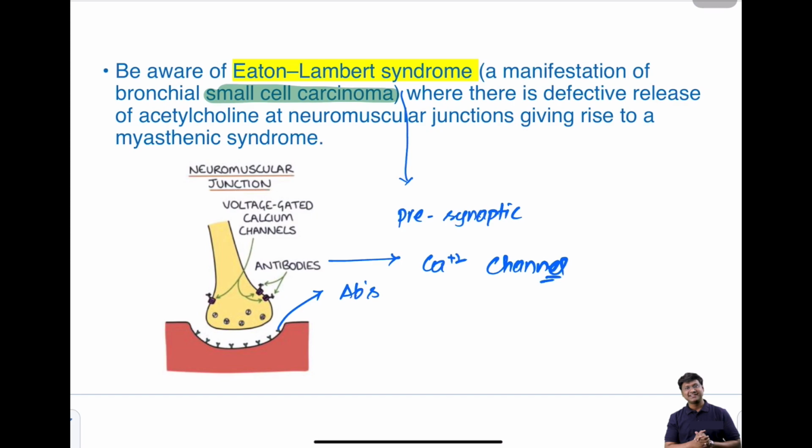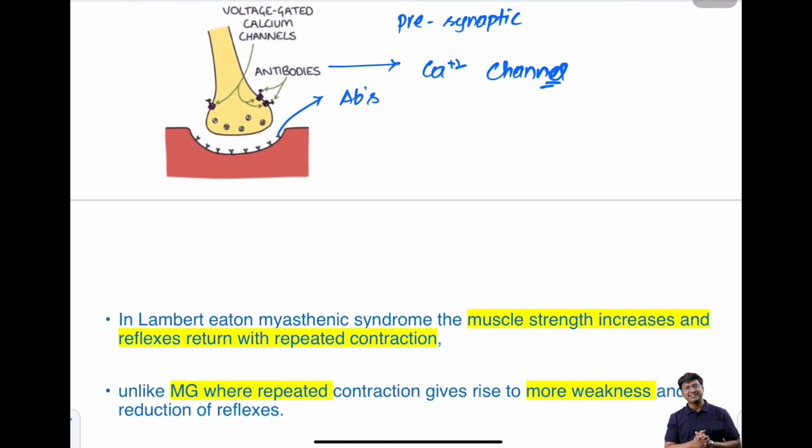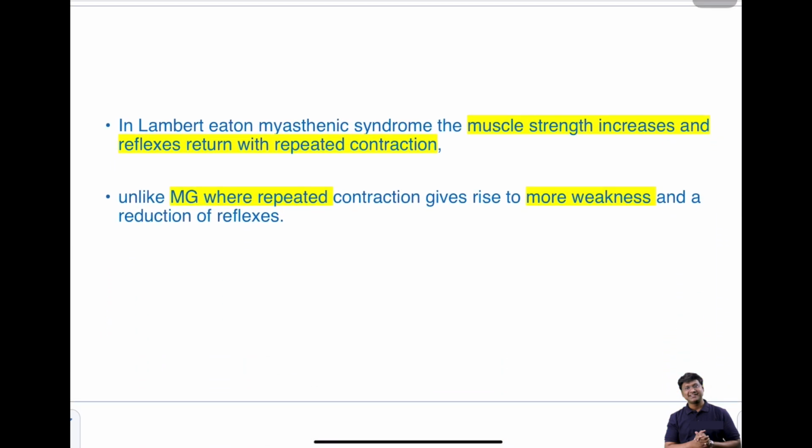Whereas what is the malignancy which is associated with the development of myasthenia gravis? That will be thymic abnormalities, that is thymoma as well as thymic hyperplasia. So this is the difference in the malignancy associated with myasthenia and Lambert-Eaton myasthenic syndrome. And clinically, how are they different?